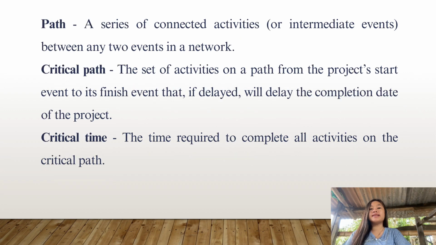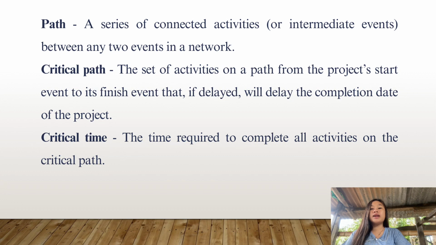The fifth one is path, a series of connected activities or intermediate events between any two events in a network. A path in a network is a connected sequence of activities or events between two points. It shows the flow of work or progress and helps identify the critical path for project management.